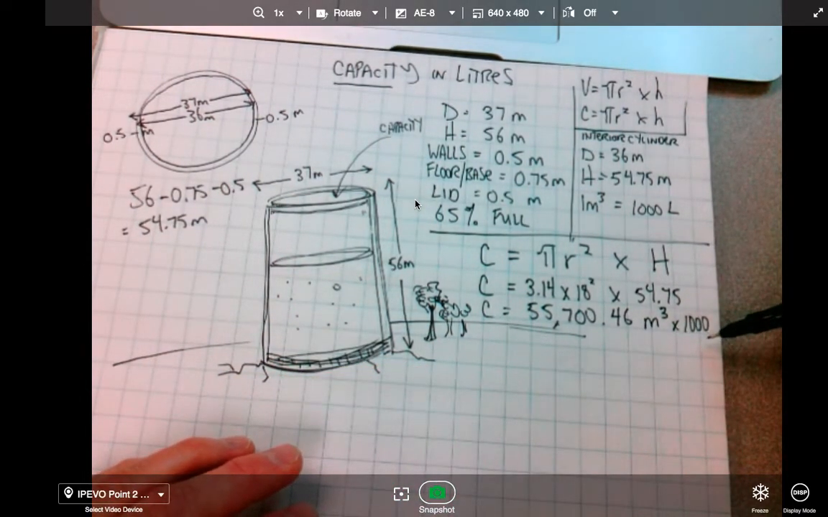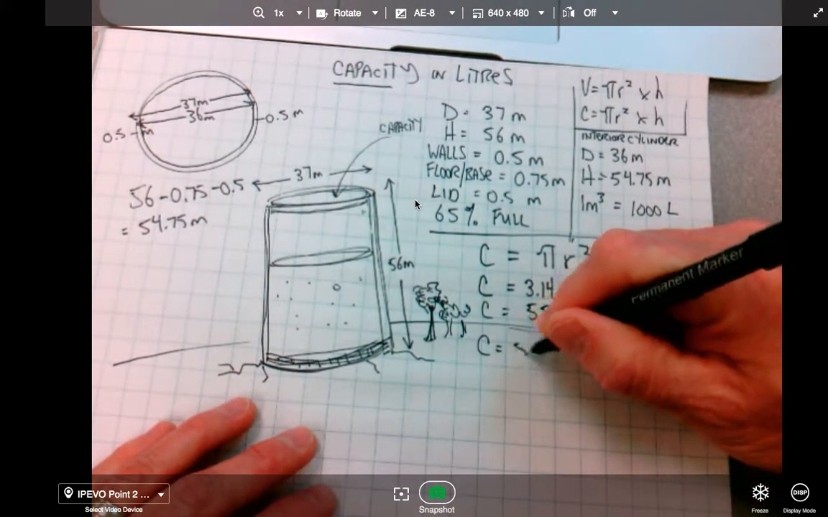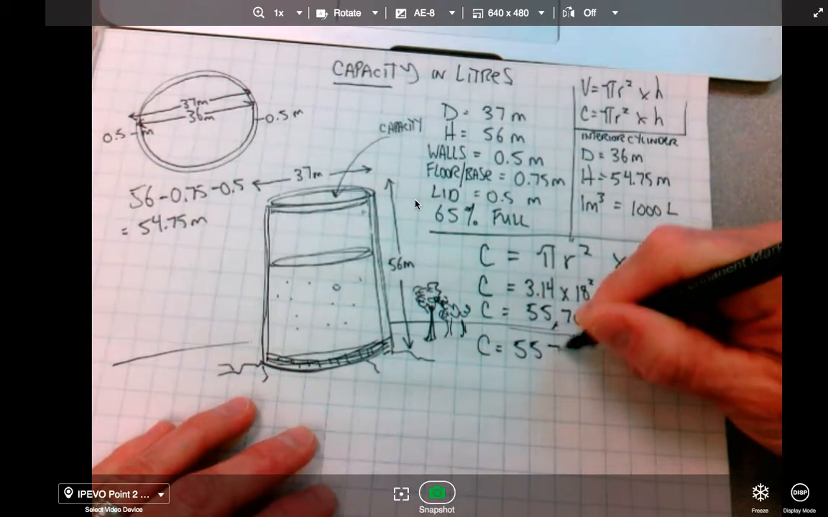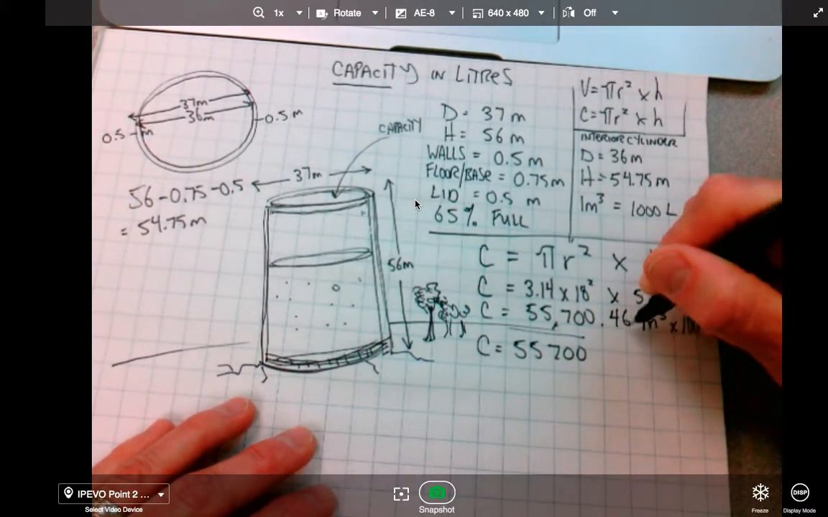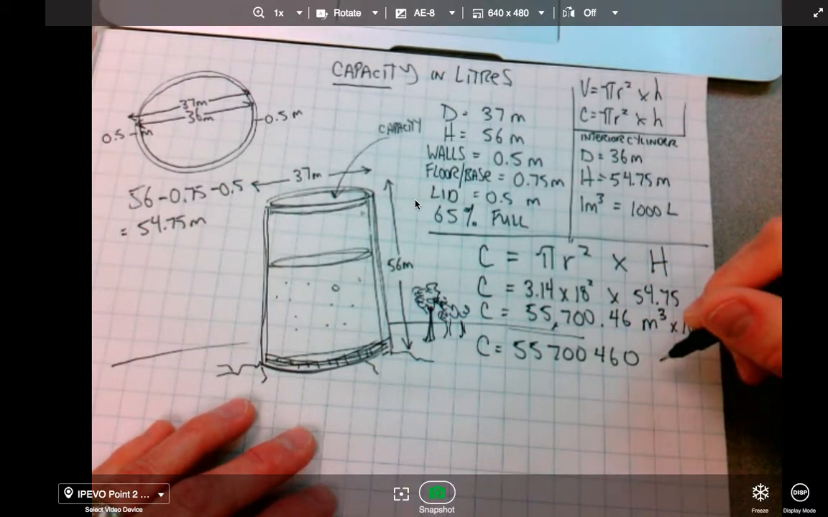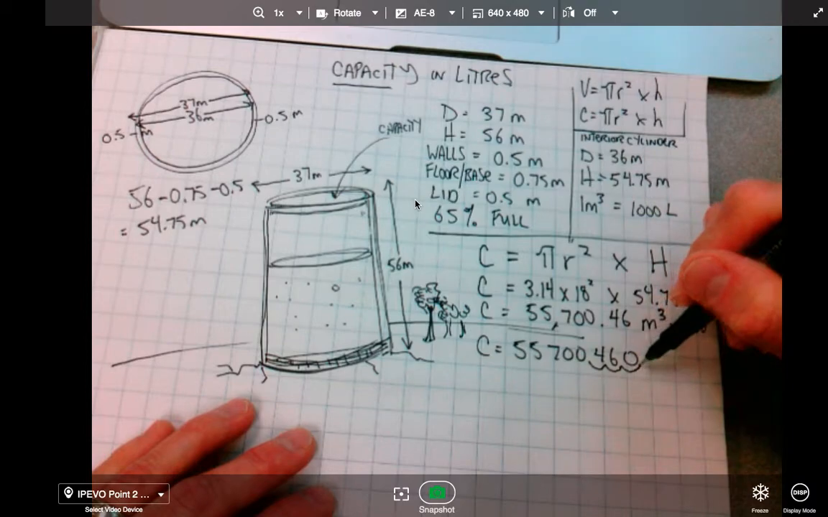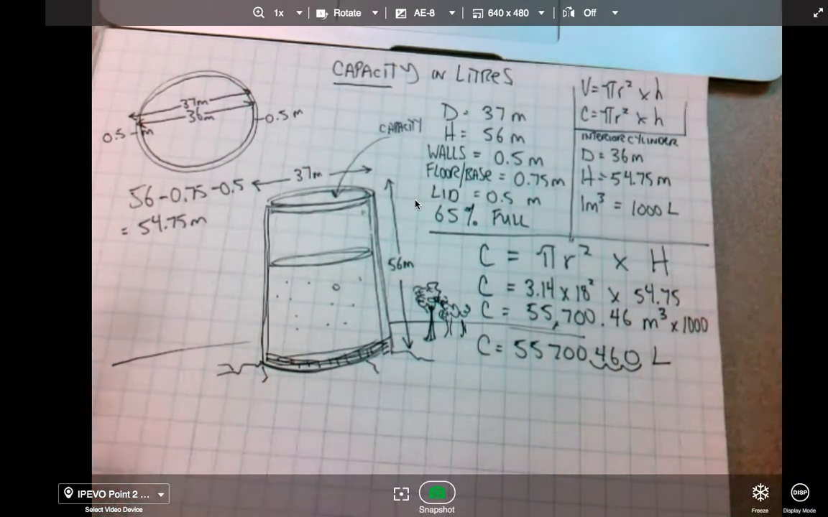So do I need to use a calculator? No. What can I do? Kira, what do you think? You just move the decimal. Yep, just move the decimal place. So 55,700 and then I just need 3 decimal places. So 460. Right? Do you guys agree? I just moved it 1, 2, 3. So that's it in liters, but we're not done yet.